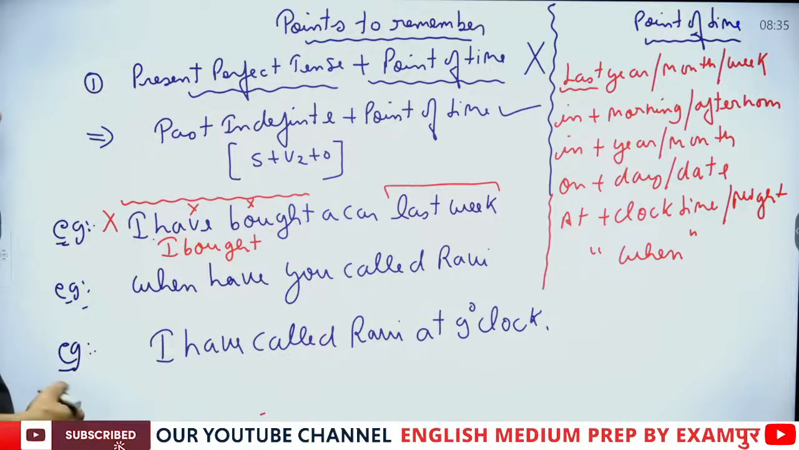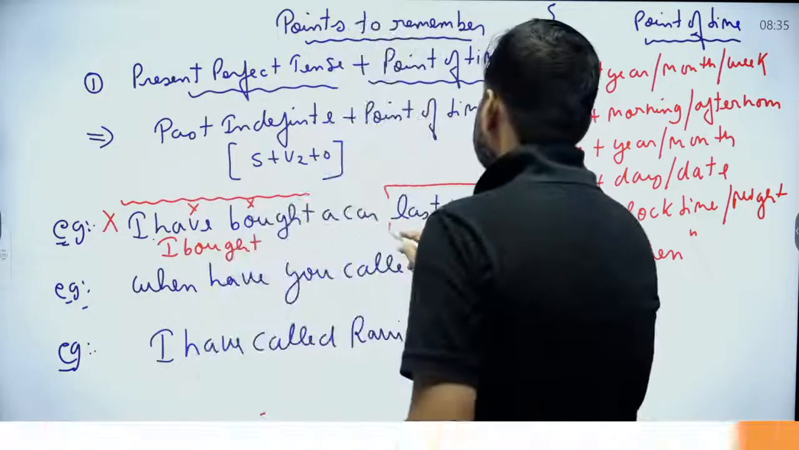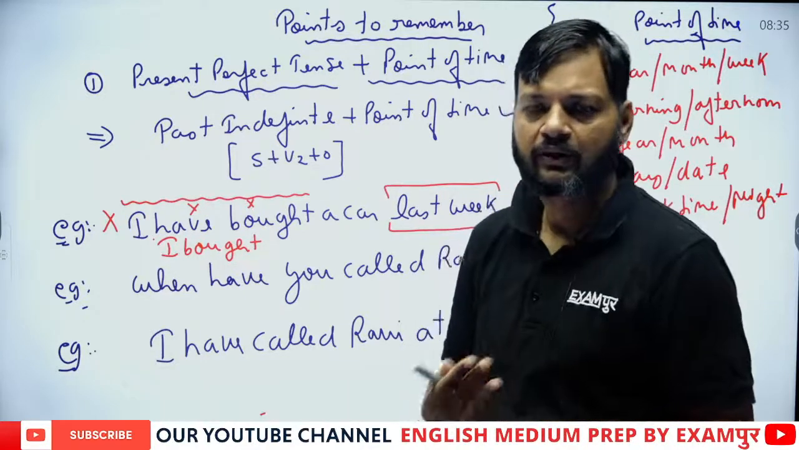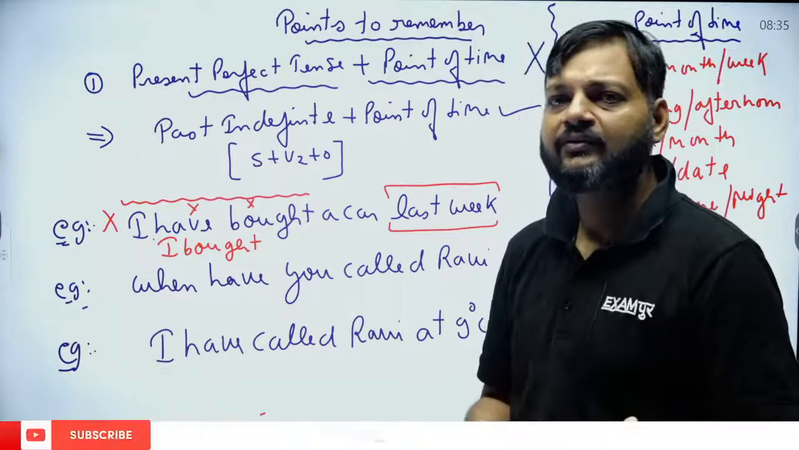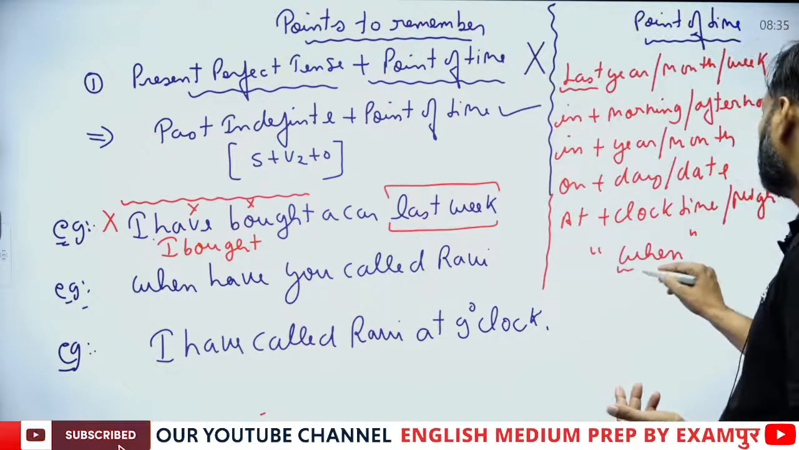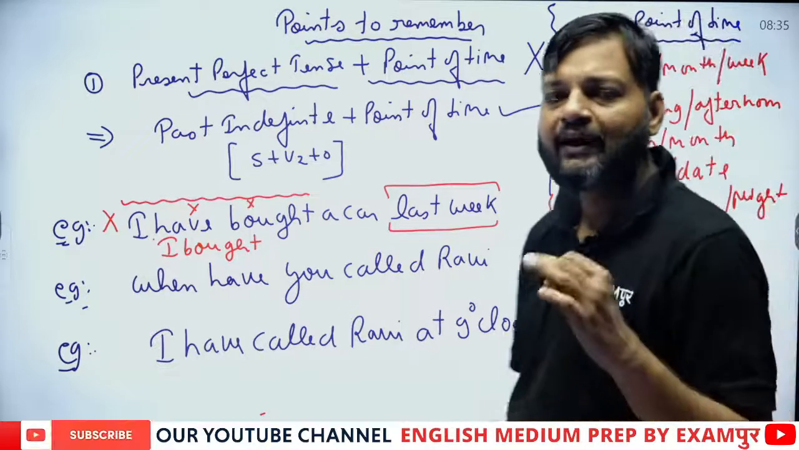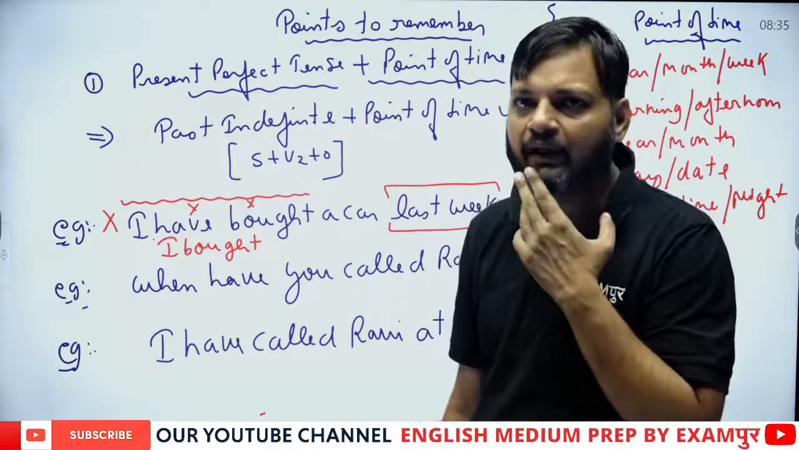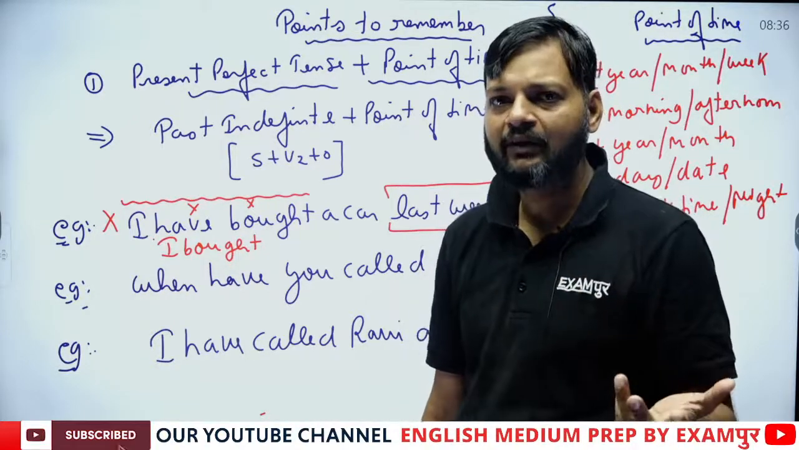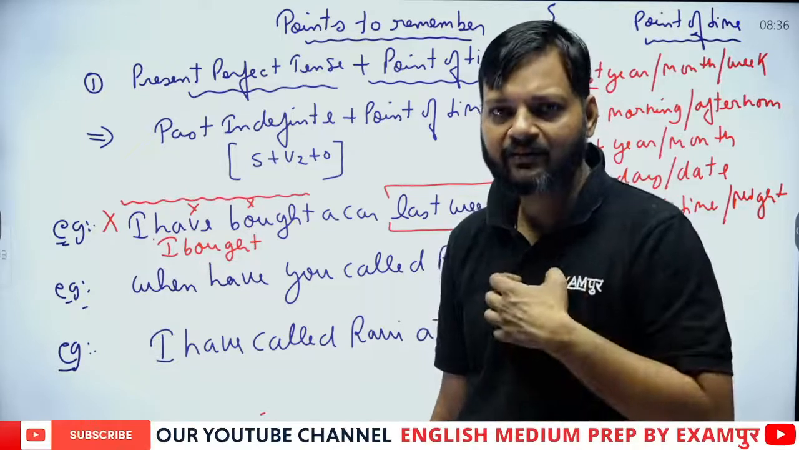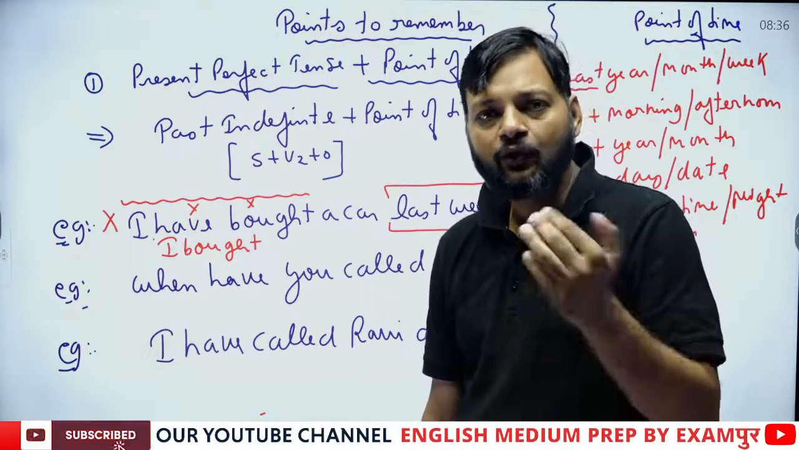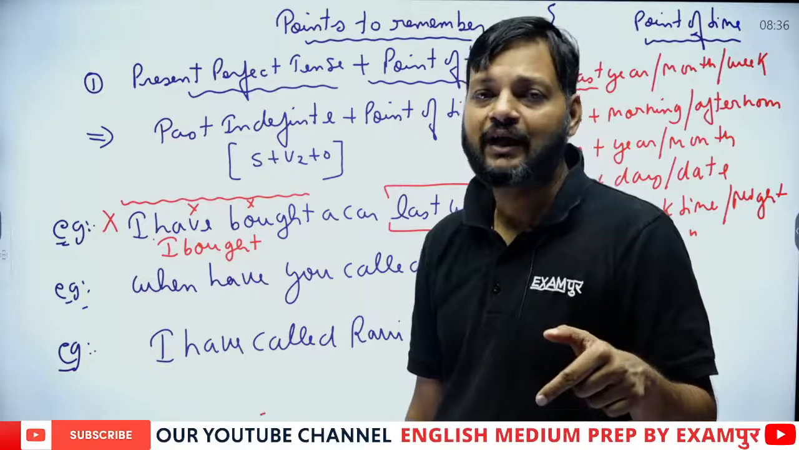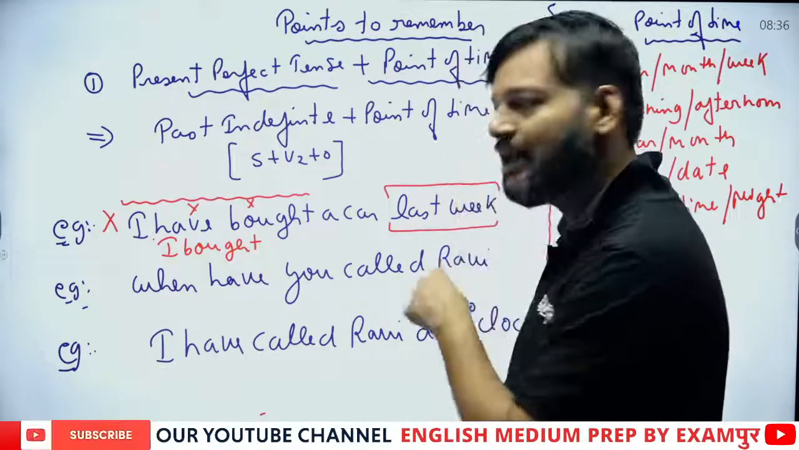And the second sentence. Now, when the time is given directly in the sentence, students do not get confused. But students often get confused with the word when. So remember that the word when is also a point of time, because when refers to time. If I ask when did you come? You will have to answer the time. So when is equal to time, right? So when is also a point of time.